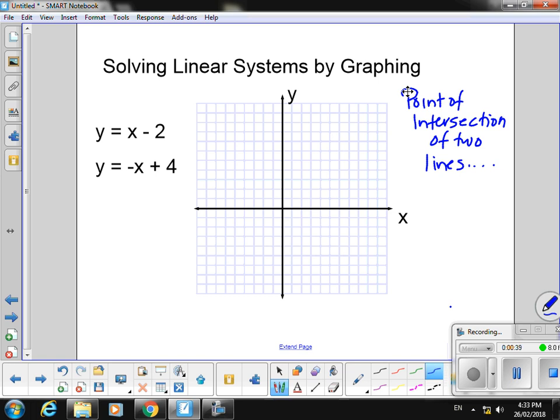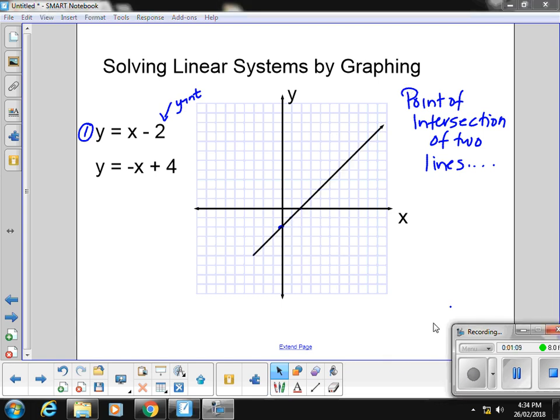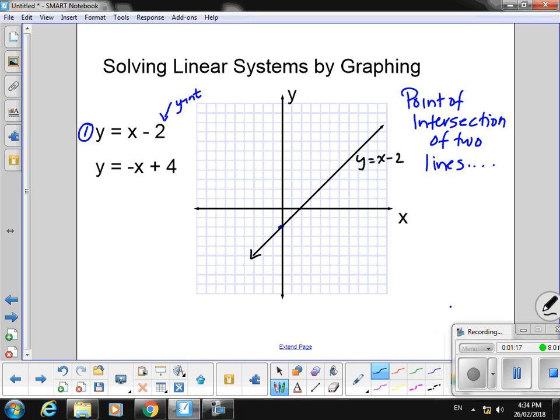So for the first system, I have line number 1 in slope y-intercept form, and I'm pretty fast at graphing that. So I'm going to graph line number 1 by using a y-intercept of -2, and I have a slope of 1 over 1. So I'm going to go up 1 over 1, up 1 over 1 to be able to draw that line. So line number 1 looks like that. I'm going to label it y equals x minus 2.